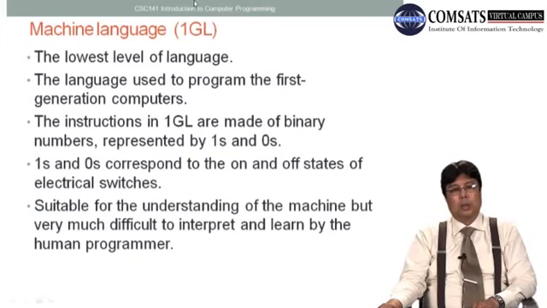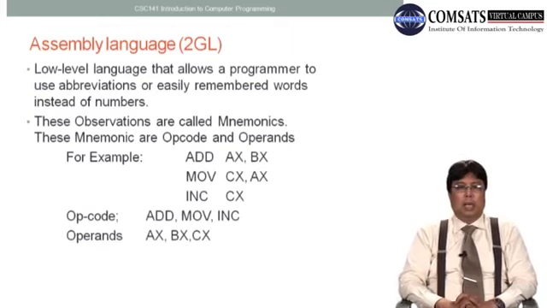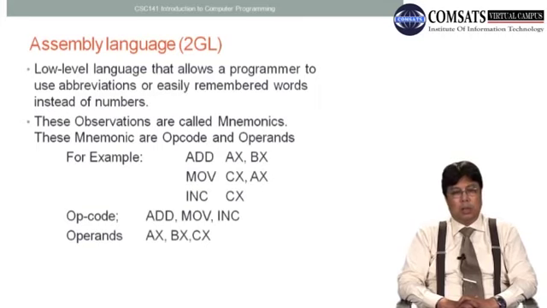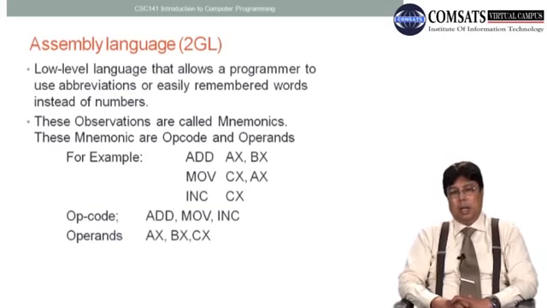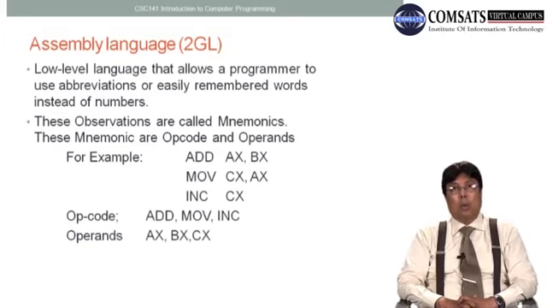but it was very difficult for the programmers, for the users. So there came assembly language, which is a low-level language that allows a programmer to use abbreviations that could easily be understood by the user. These abbreviations were called mnemonics. Check the spelling, mnemonics is a bit different from its spelling and pronunciation. The mnemonics are opcode and operands.